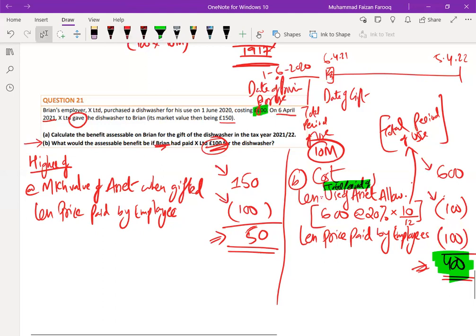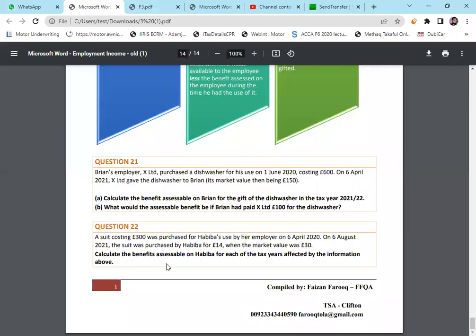The next question from our handout is question number 22. I need you guys to please read it out. Question number 22 is a suit. Okay, suit is an asset, simple suit.